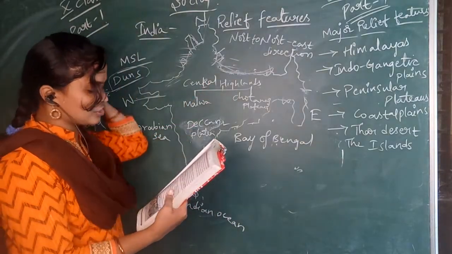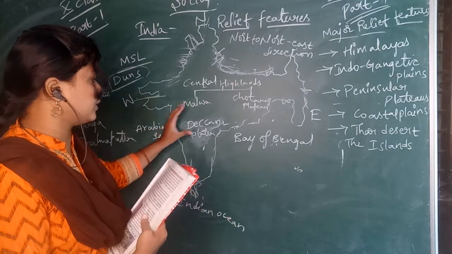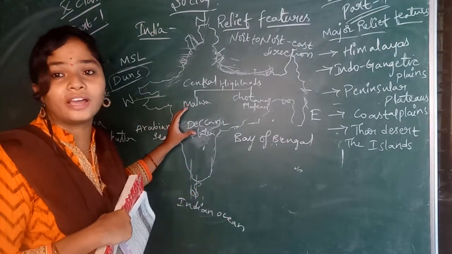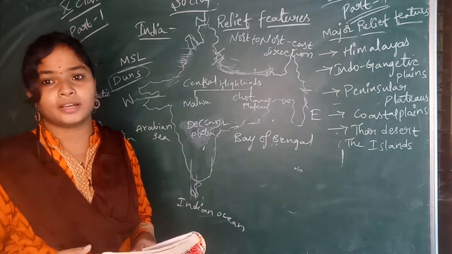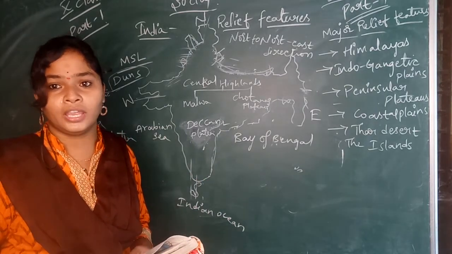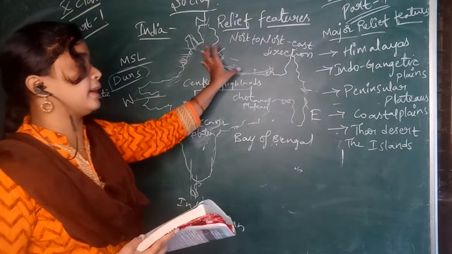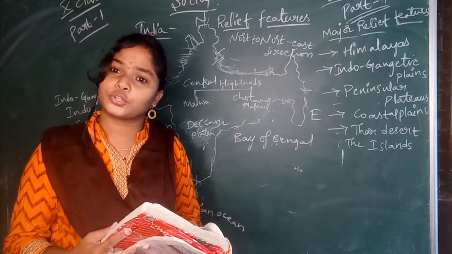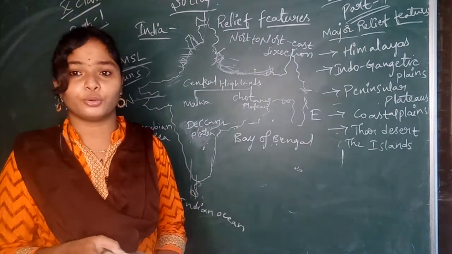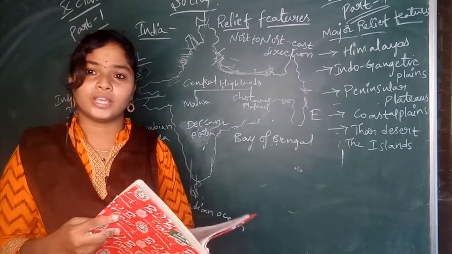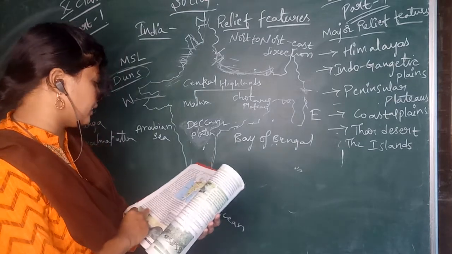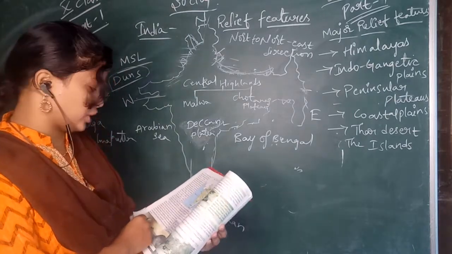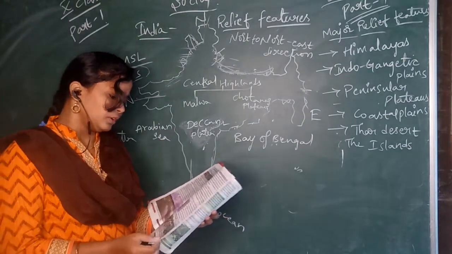Next, the irrigation. The rivers formed here, for example Godavari and Krishna, are not perennial rivers, which means they will not flow throughout the year. We will take Ganga as an example. Ganga will flow throughout the year, Yamuna will flow throughout the year. They are known as the perennial rivers. Next we are going to learn about the coastal plains. Yes children.